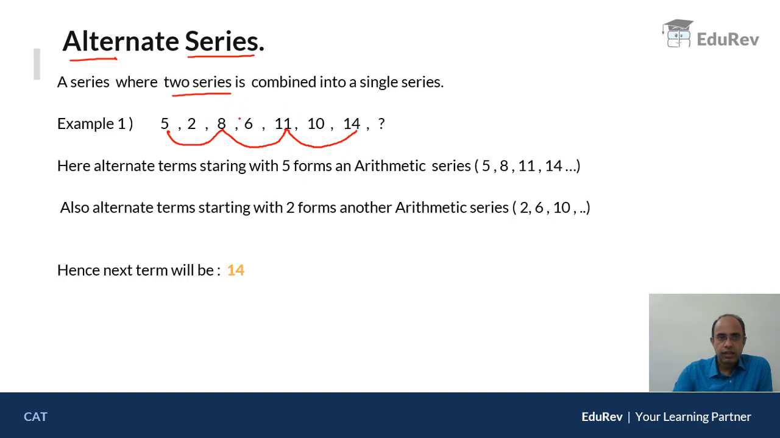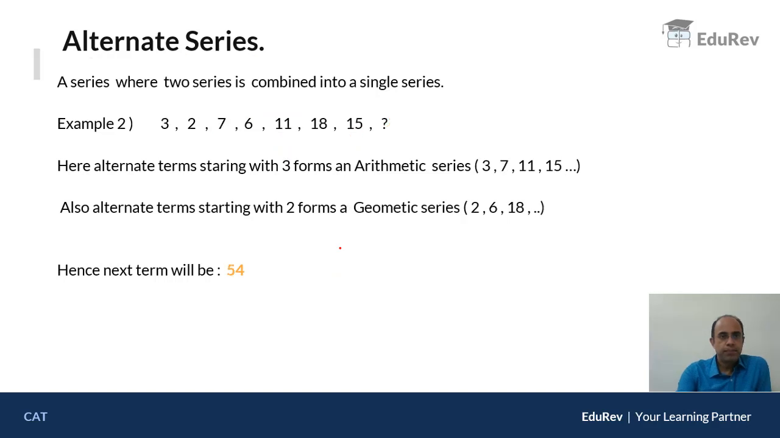Let us see the rest of the numbers. 2 plus 4, 6. 6 plus 4, 10. Therefore, 10 plus 4, 14. Even this number should be 14. Clear, guys? The question was formed with the help of two arithmetic series. One starting with 5: 5, 8, 11, 14, and one starting with 2 with a common difference of 4: 2, 6, 10, and again 14. Hence, the next term would be 14.